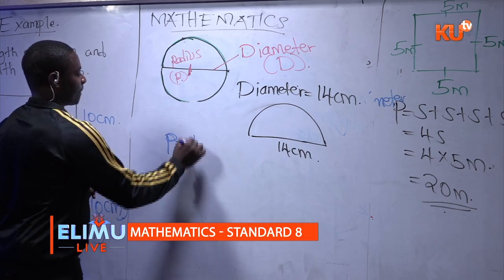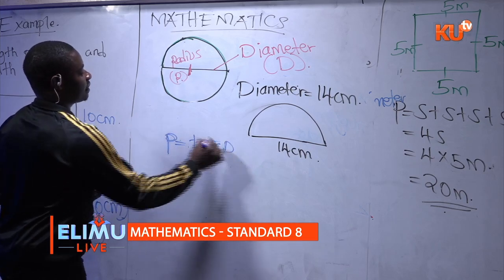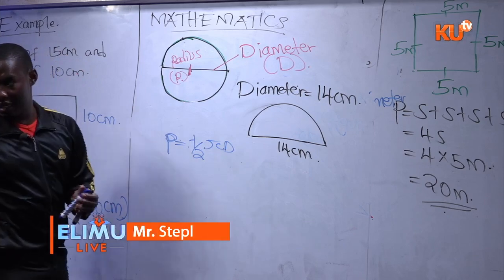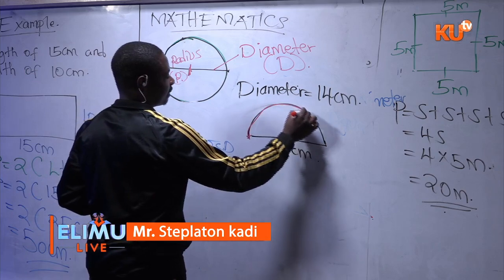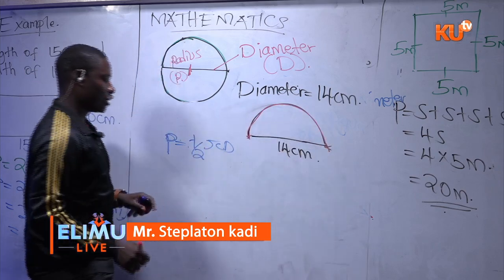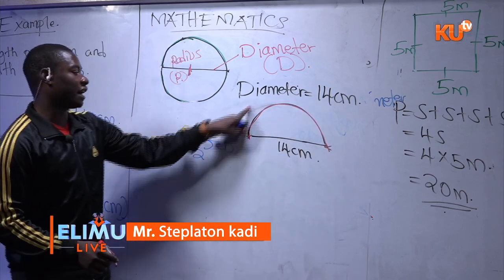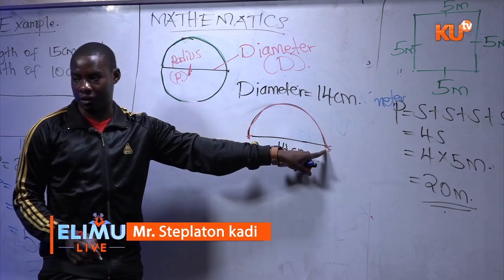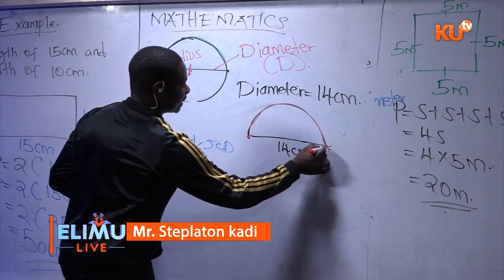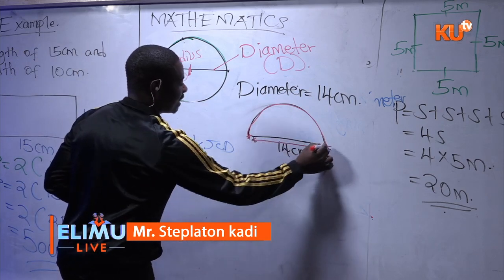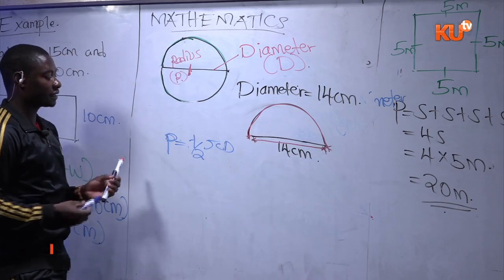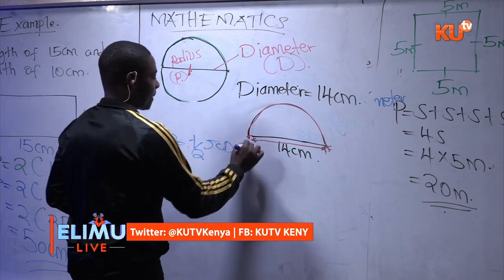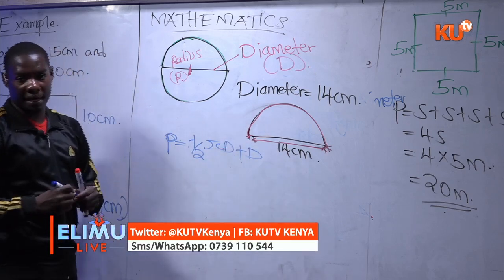a half pi d. Remember, when we get half pi d, we are only getting the distance from here that is curved up to here. So that is pi. So when we take a half pi d, we are getting the distance up to there. So we need to add plus d. So we add the diameter to make it complete. So perimeter in this case is a half pi d plus d.